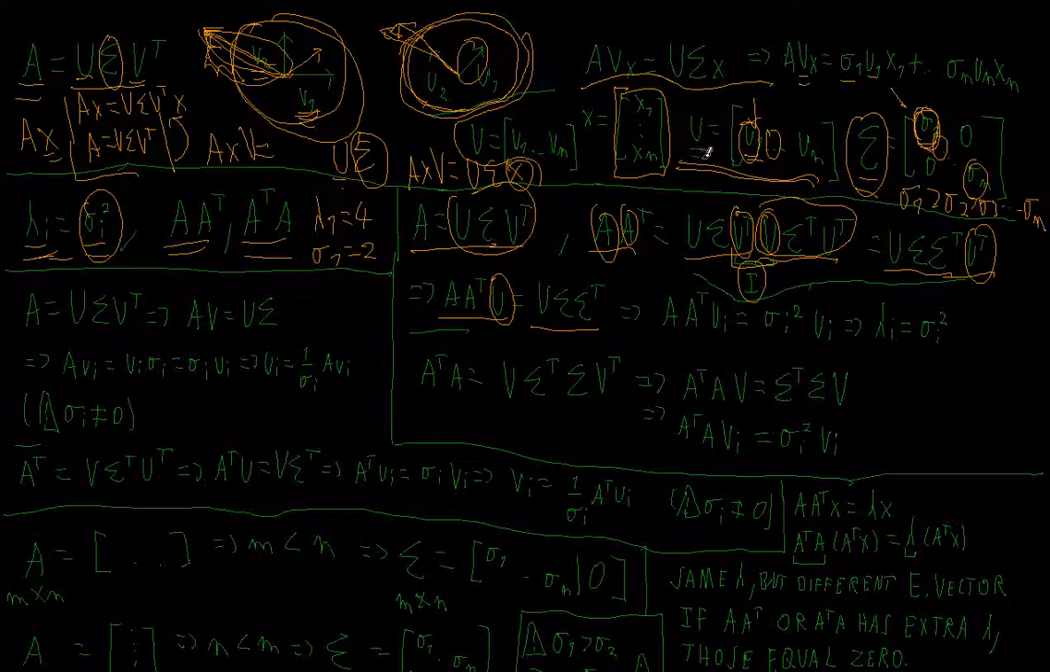Remember, our matrix U is just filled in with n vectors U. And so we know that A times A transpose times one of these vectors U, the one with index i between 1 and n, is equal to this vector U times the singular value at the ith index squared.